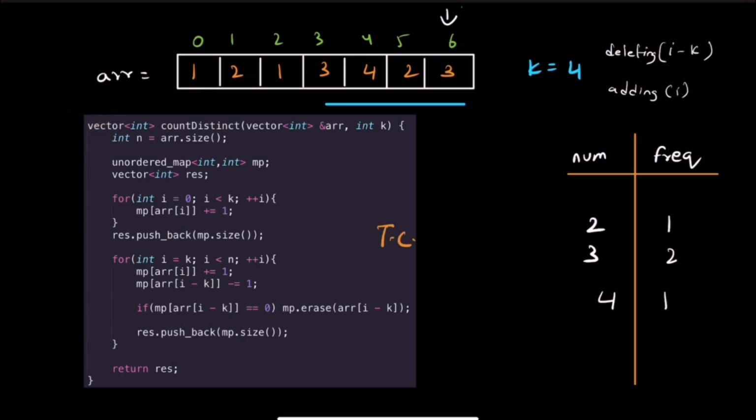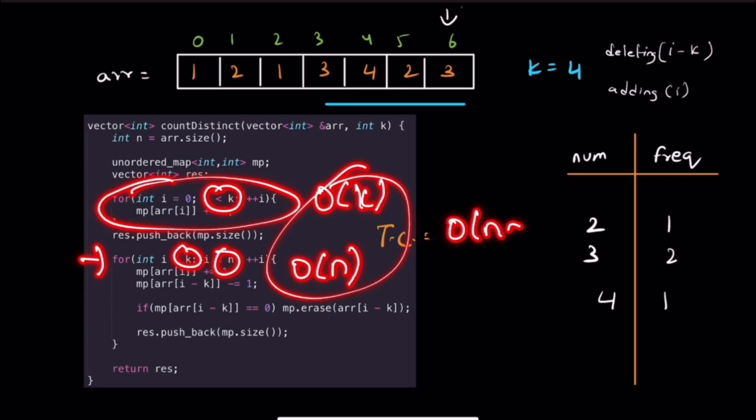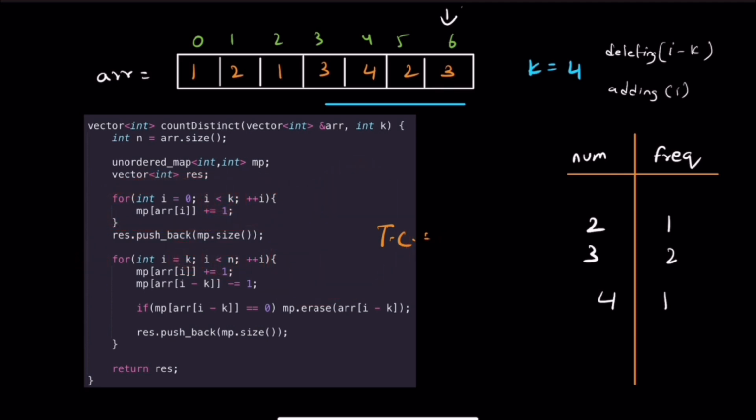What will be the time complexity for this approach? Initially, we are running a loop of size k, so this will be O of k. And here we are running a loop from k till n, which in the worst case we can say is approximately O of n. So together, this will be order of n plus k. Let me write it with the normal pen. So the time complexity will be order of n plus k.